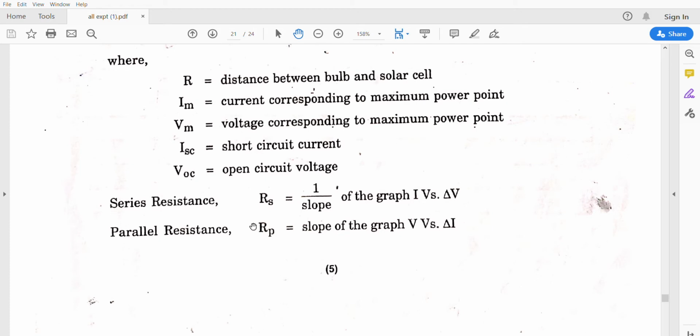From here we can calculate the series resistance. Rs is equal to 1 upon slope, and the parallel resistance Rp can be calculated from the graph.